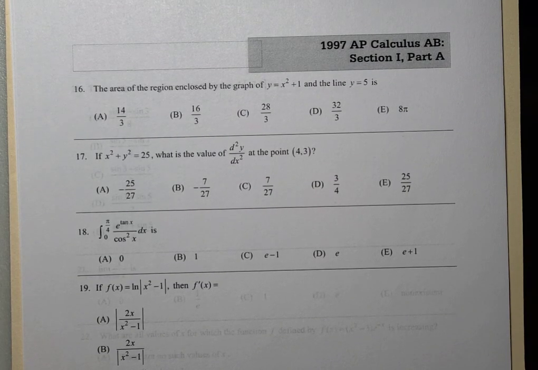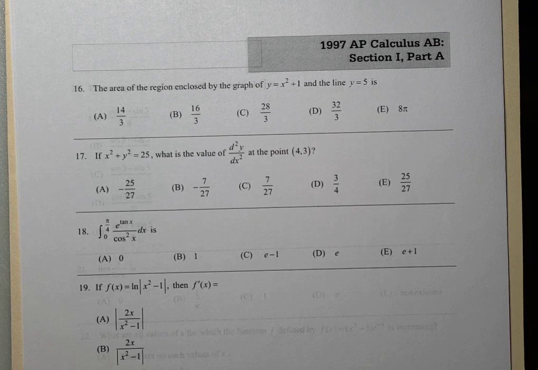Let's continue this 1997 AP Calc AB multiple choice no calculator portion of the exam. We left off on number 16. This says the area of the region enclosed by the graph of y = x squared plus 1 and the line y = 5 is equal to... Okay, it's a good idea to first sketch the region to visualize what it looks like.